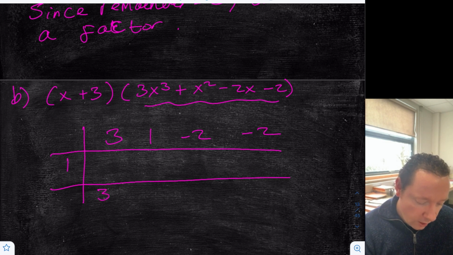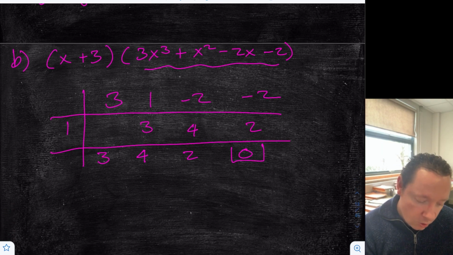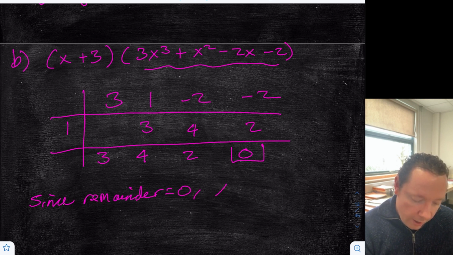So 3 goes down, 3 ones are 3, 3 plus 1 is 4, 4 ones are 4, 4 minus 2 is 2, 2 ones are 2, 2 minus 2 is 0. Again, you might have to do that a few times, and you don't have to use synthetic division each time. You can just substitute a number in directly if you want. But I've done it with 1, so I now know that since the remainder is 0, x minus 1 is a factor.